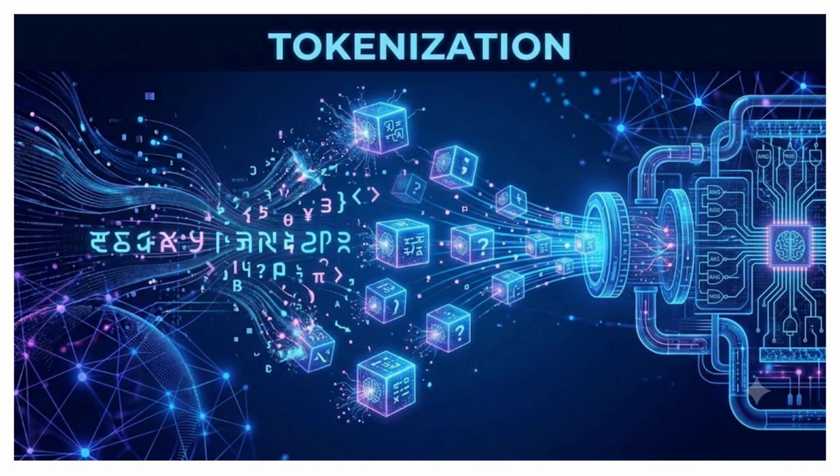Before ChatGPT can understand your question, it must first convert your text into a format that the AI model can process. This process is called tokenization. As shown in this illustration, the sentence enters the system from the left and is gradually broken down into many smaller pieces. These glowing cubes represent tokens, which are the basic units of language used by the AI.